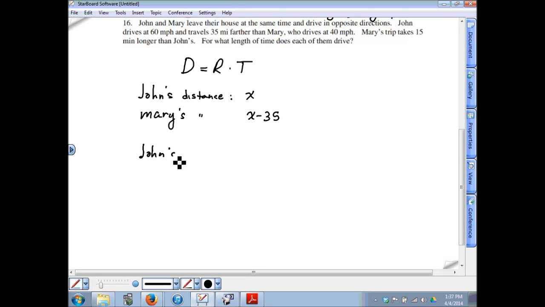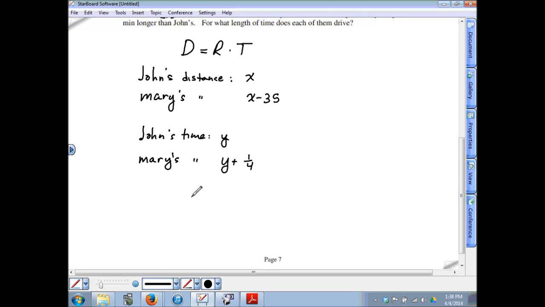Now for John's time, let's say that he drives for y hours. Then Mary's time. It says here Mary's trip takes 15 minutes longer than John. So if John's time is y, then Mary's time is y plus, and you have to be very careful here, remembering to keep your units of measure the same. Right now, for our rate, we have miles per hour, but this right here is 15 minutes. We have to reconcile the differences here in our time measurements. We have hours in miles per hour, but then we have minutes. So I'm going to change the minutes into hours. 15 minutes is a quarter of an hour. So Mary's time is y, which is John's time, plus 1/4, because it's 15 minutes or a quarter of an hour more than John's time.